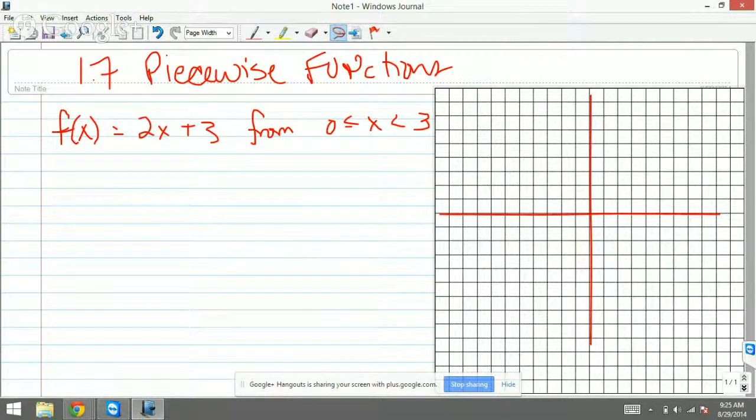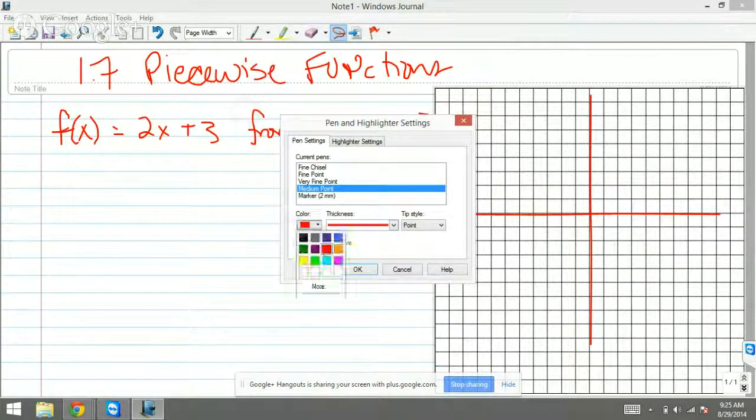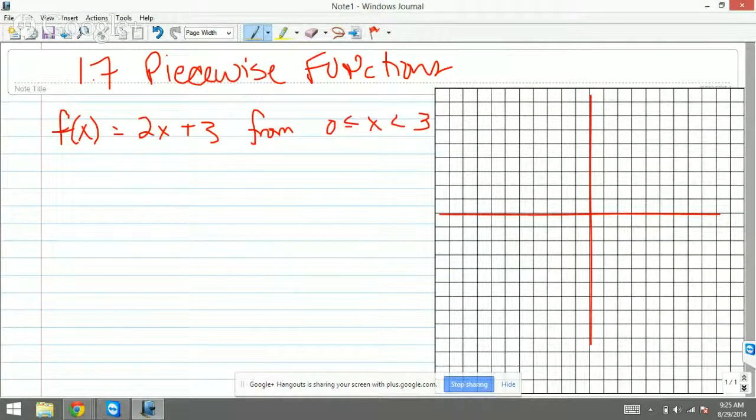So remember, we have boundary lines, right? What are the boundary lines here? 0 and 3. These are our boundary lines, so we're not going to go beyond those. One way to do these is just to do the start and the end points, 0 and 3, and then draw the line between them. You can still do x or y-intercept and slope if you want. It's up to you.